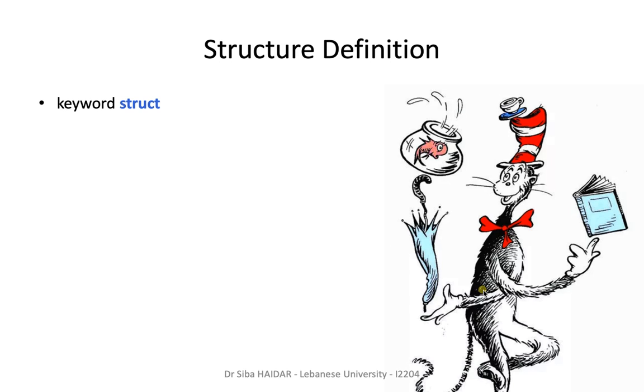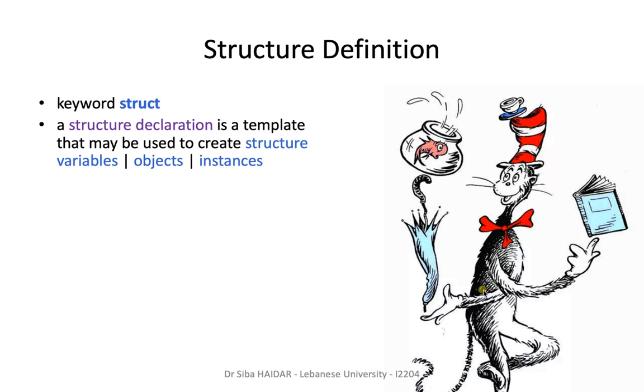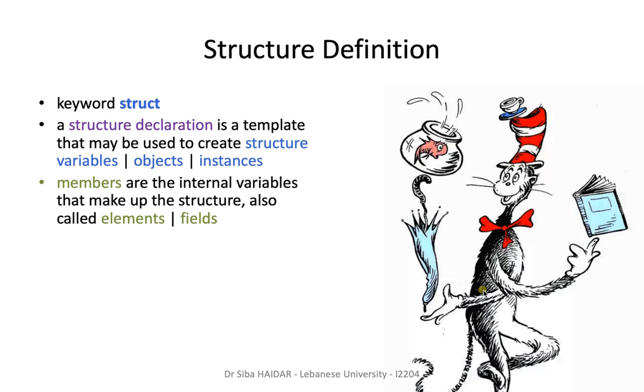So let's see more technically what is a structure type. A structure type is defined by the keyword struct. A structure declaration is a template that may be used to create structure variables, or we can say structure objects or structure instances. So we define first a template and then we can create variables of this template. This template is also called a type. Members are the internal variables that make up the structure. Also, they are called elements or fields.